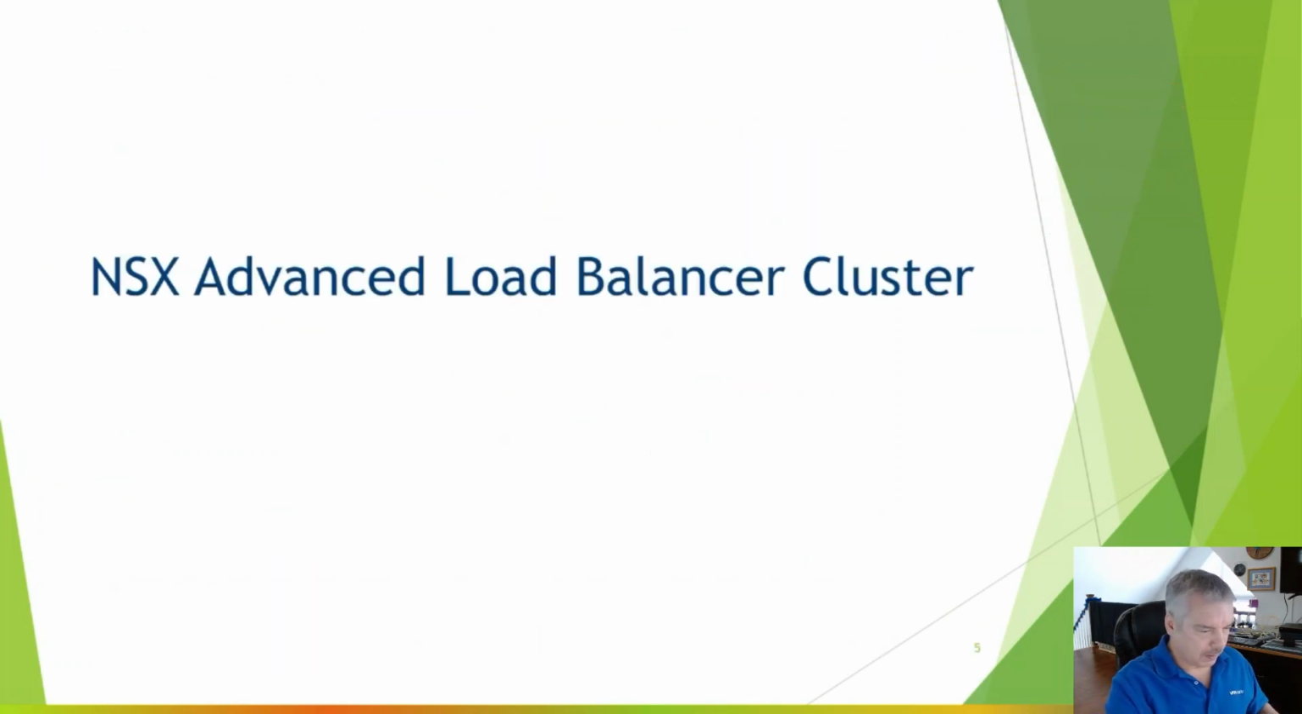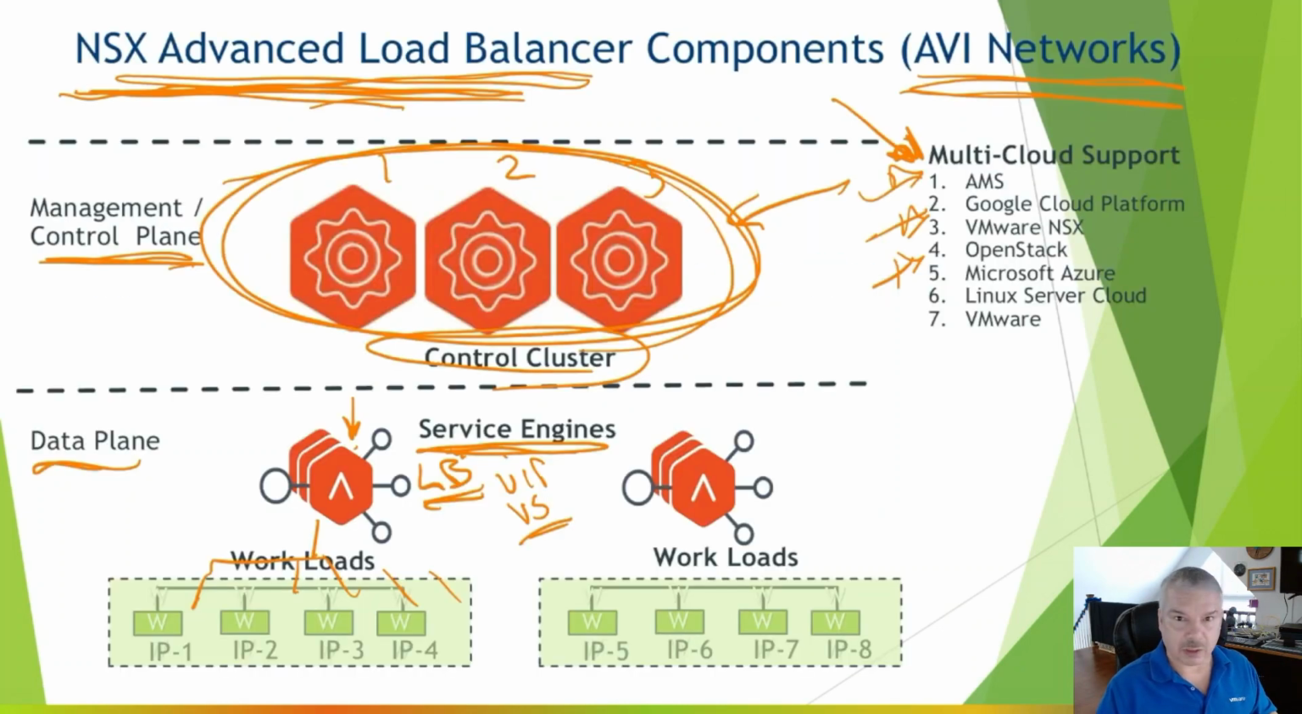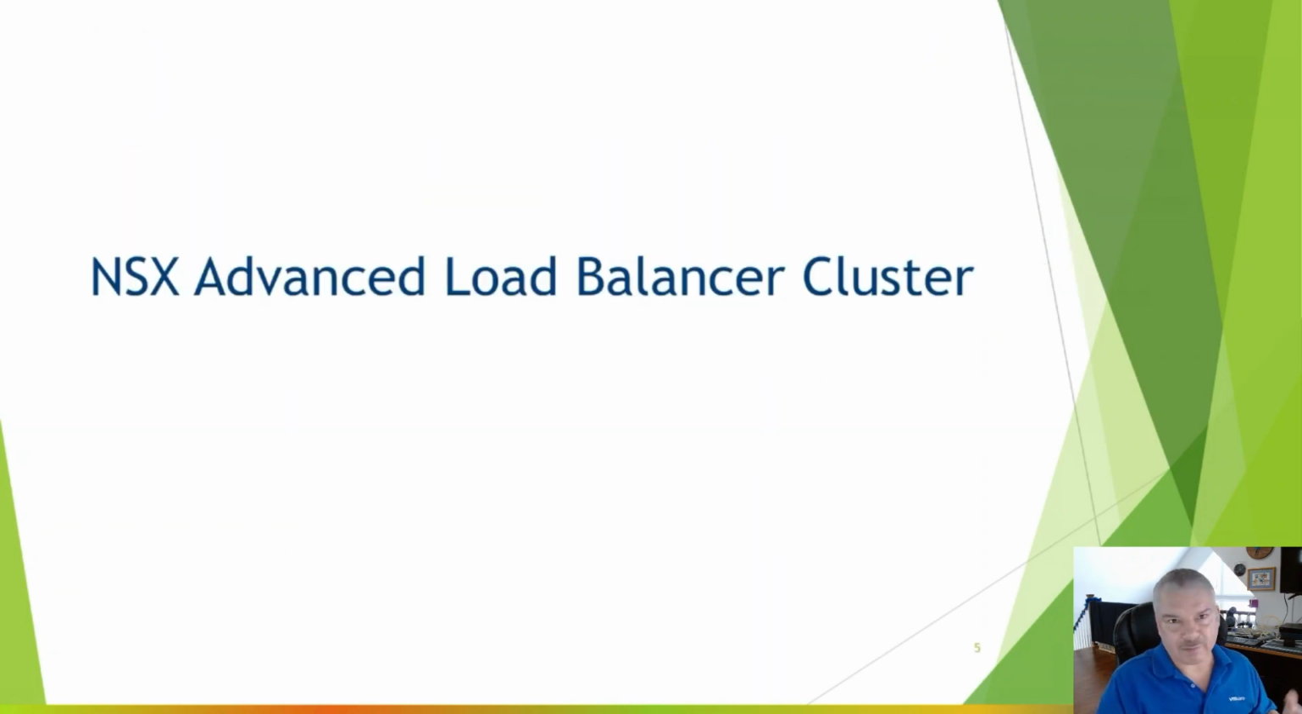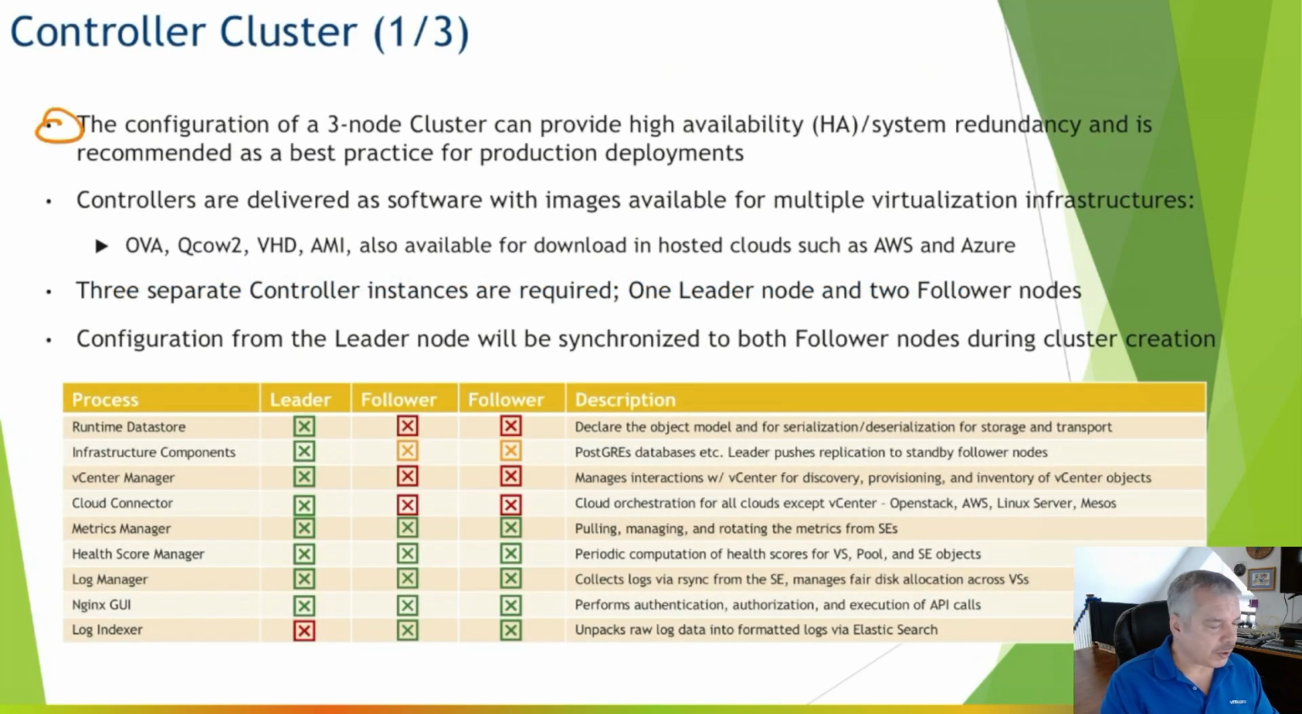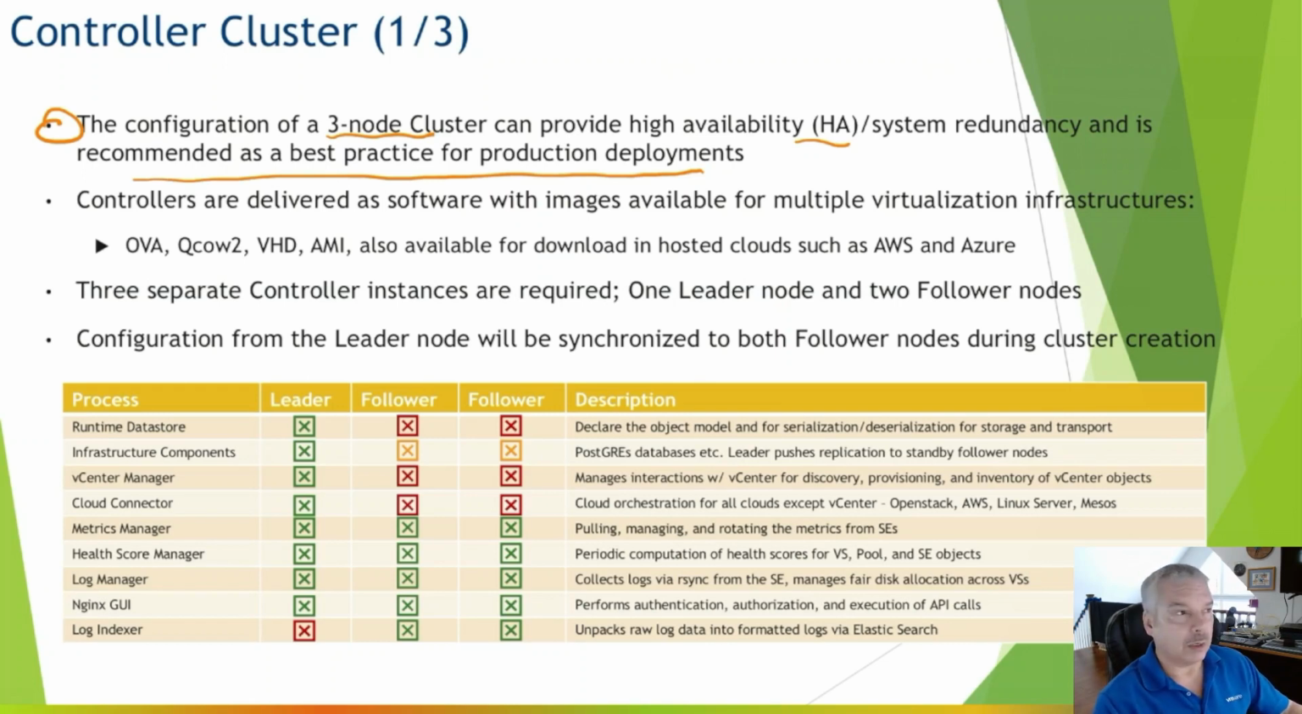Now, let's take a closer look at this cluster, okay? Let's talk a little bit about the cluster. And my first video will actually be deploying that. So first of all, it says the configuration of a 3-node cluster provides high availability and redundancy and is recommended as a best practice for production. I don't like the term best practices. So just like if you're familiar with the NSX manager, you know how we deploy 3 of those in a production environment, right? Same thing here. They want you to deploy 3 of them in production. You can deploy a single one if you're in a lab environment or proof of concept. That's fine. But in production, they want you deploying 3.